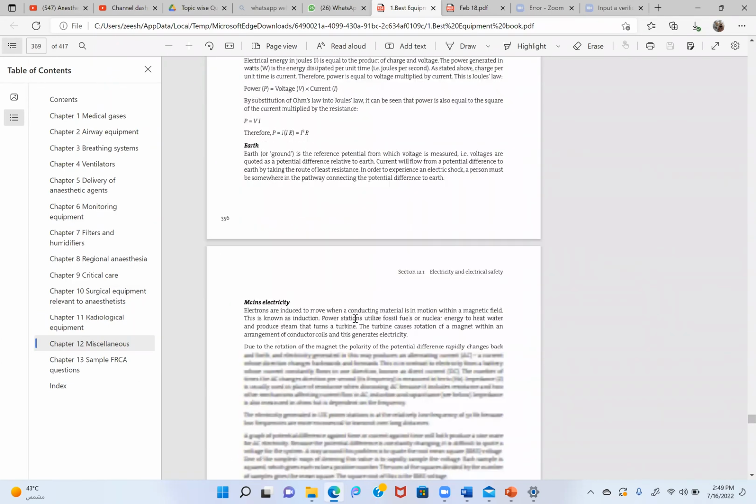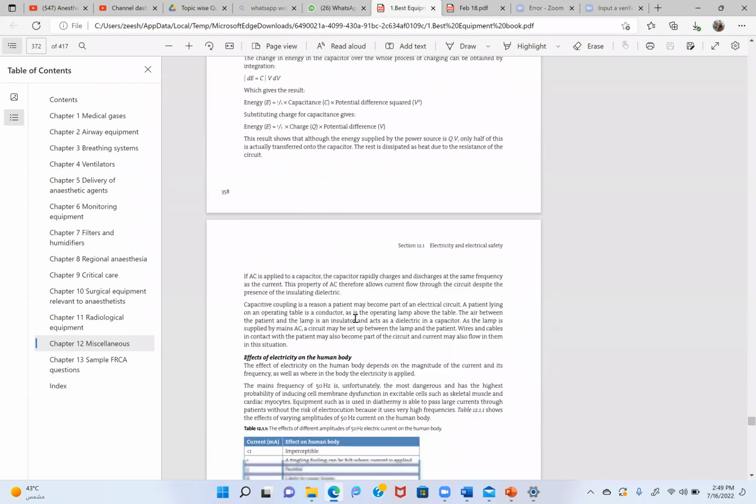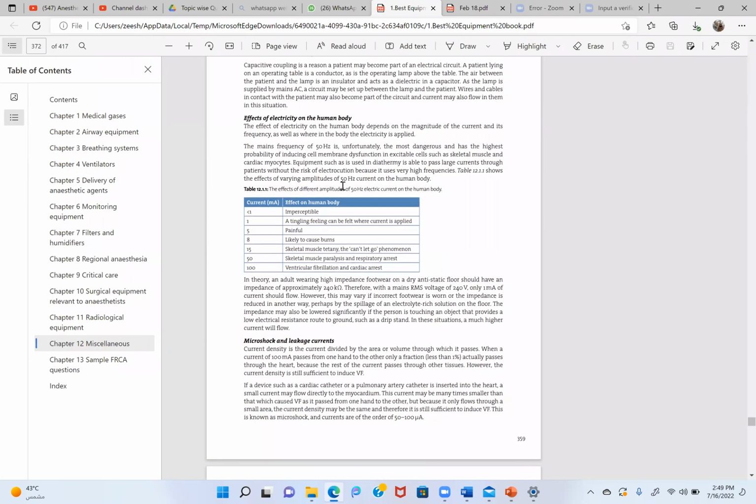So actually here you will find the answer, because this is one of the weakest topics for me. I always forget. Okay, so this is the macro shock, I think. Okay, this is the macro shock. So 100, you will have fibrillation. Less than 1 mA, it is not felt.